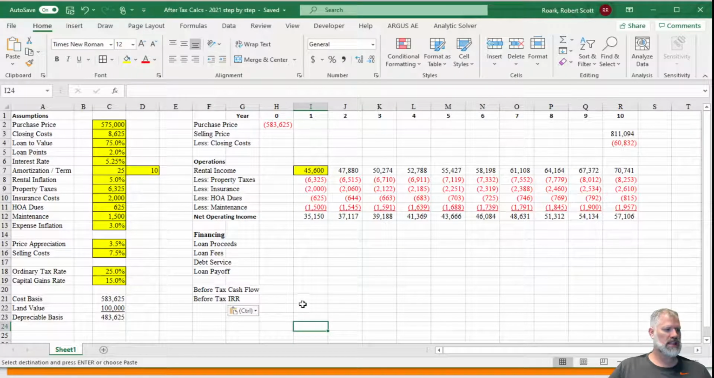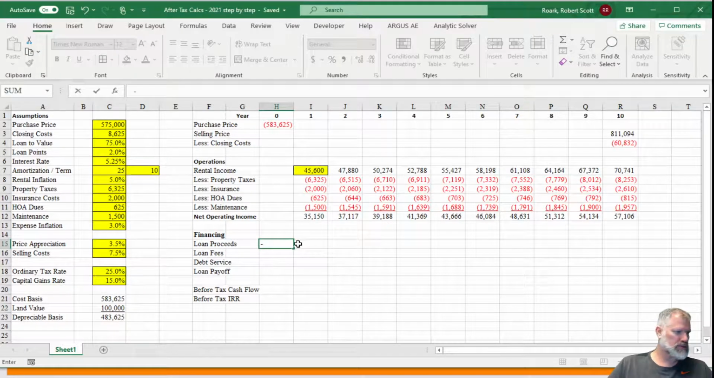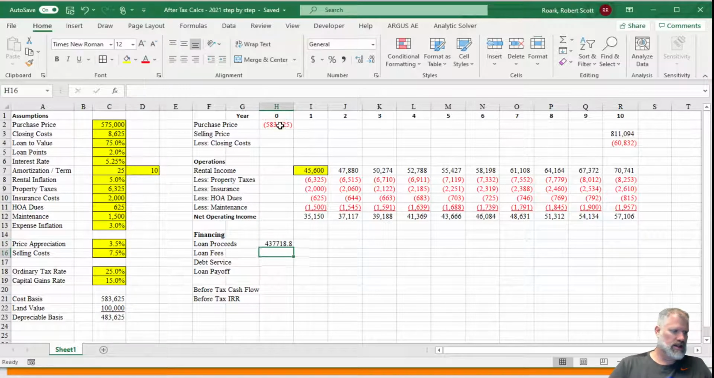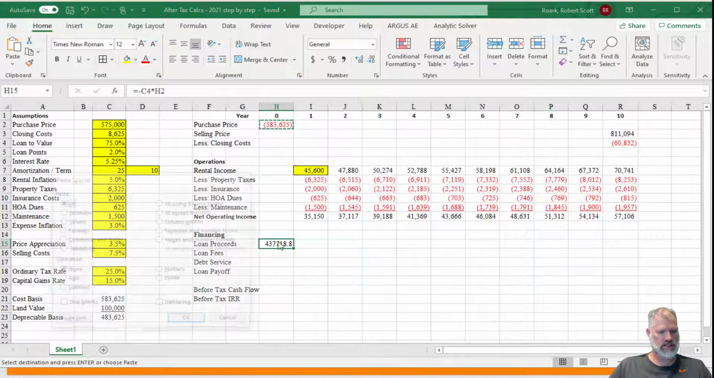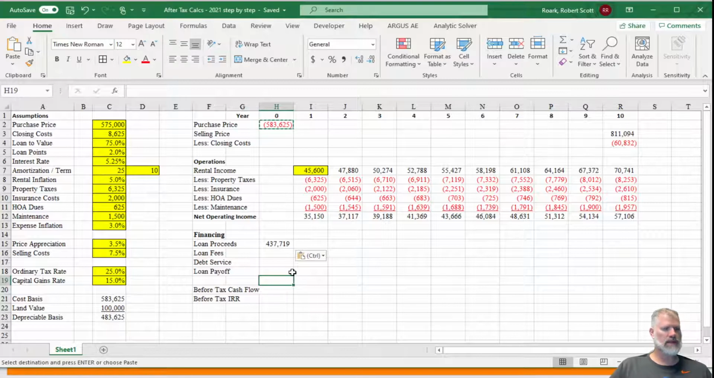So these would both be levered numbers. So first off, our loan proceeds. I'm going to multiply the loan to value times the purchase price, and I got a positive number, and that should hopefully make sense to you because we're getting the bank to kick in some money, so that actually is going to end up reducing our out-of-pocket cash flow as we buy this thing.